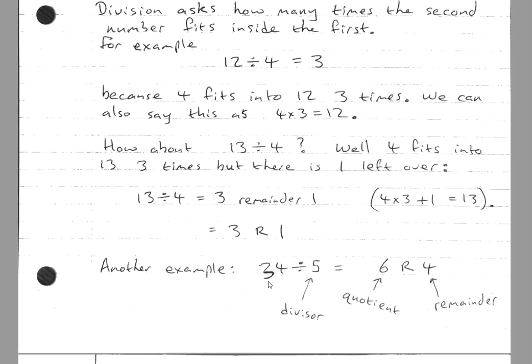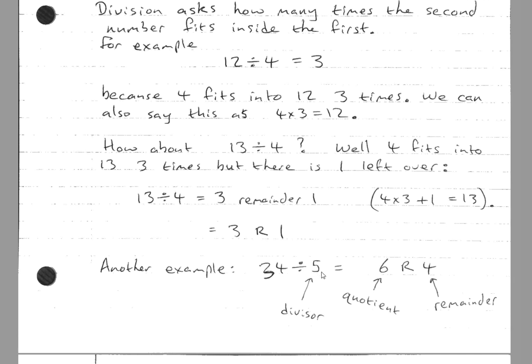Another example, how about 34 divided by 5? So we're asking how many times does 5 fit into 34? You can try multiplying some 5s together. You can see it fits in 6 times. 5 times 7 is 35. That's too big, but 5 times 6 is 30. And you can see there's 4 left over.